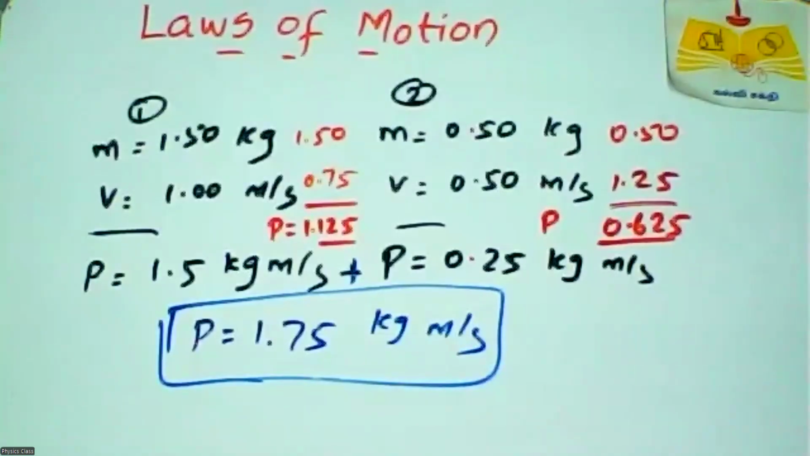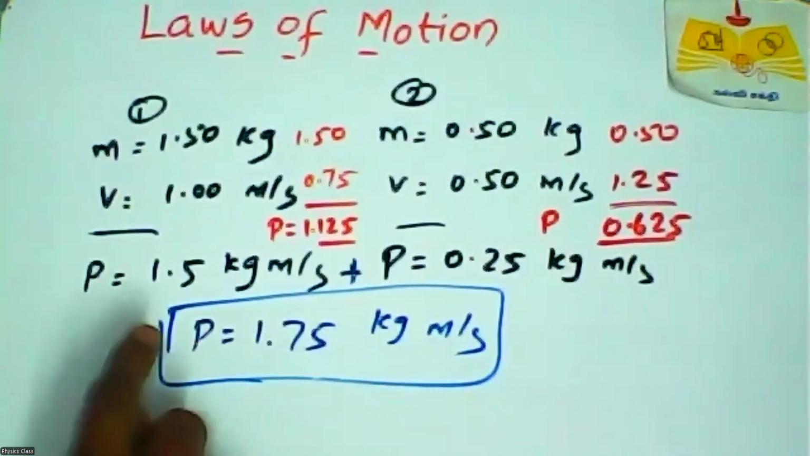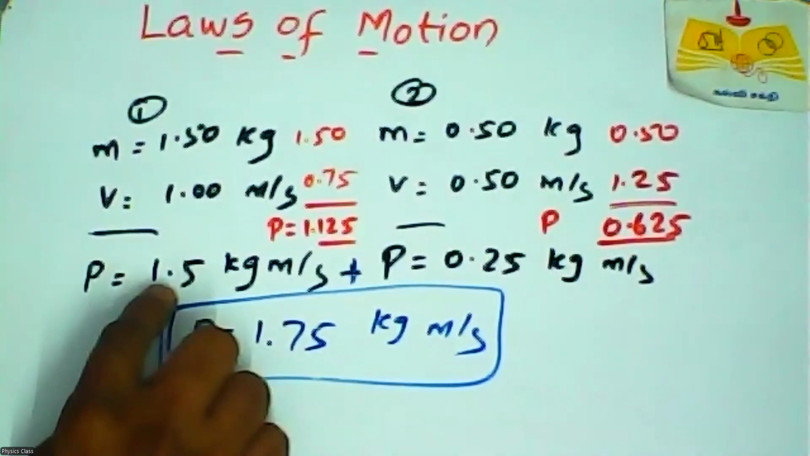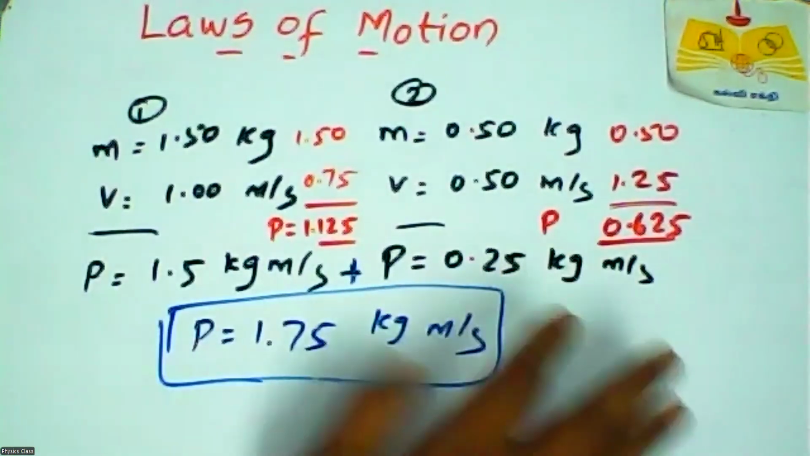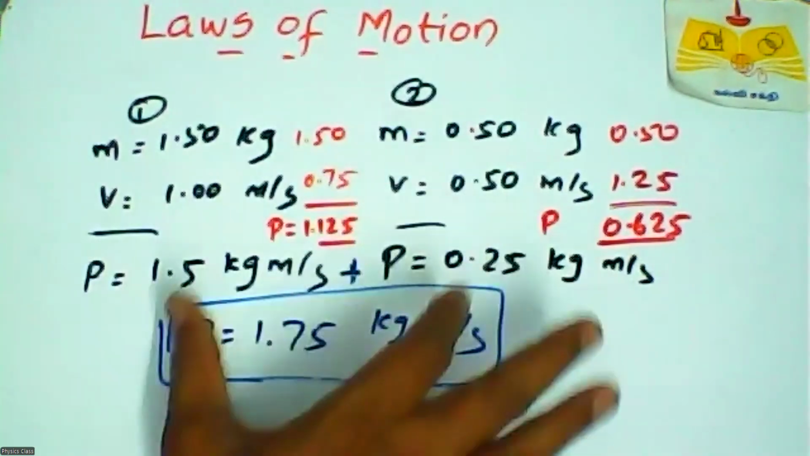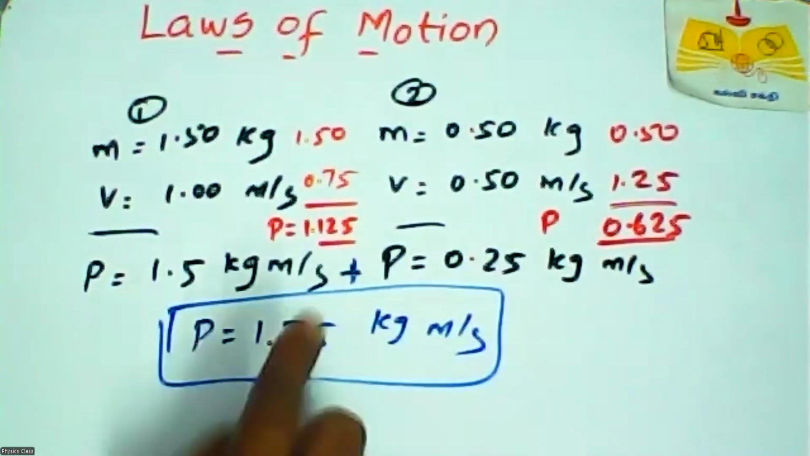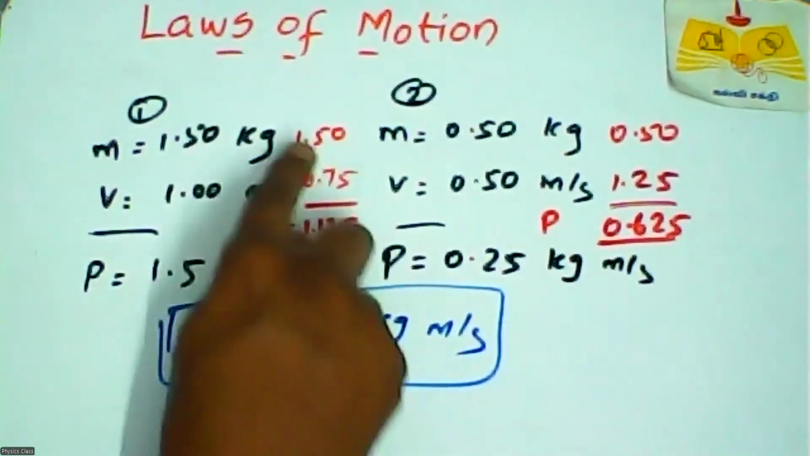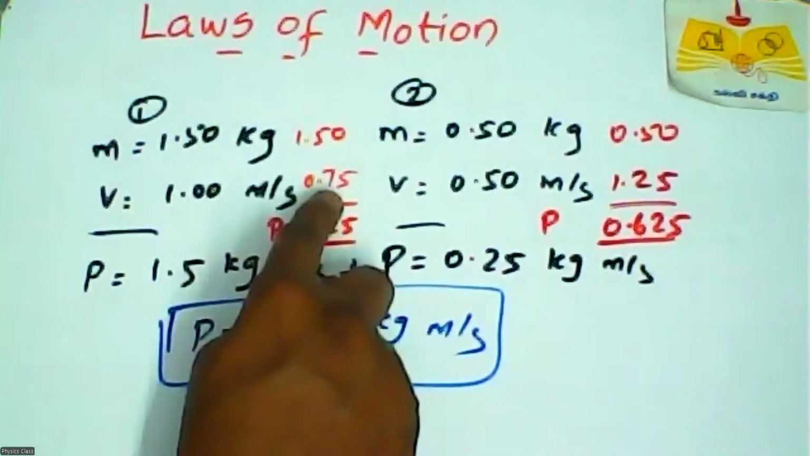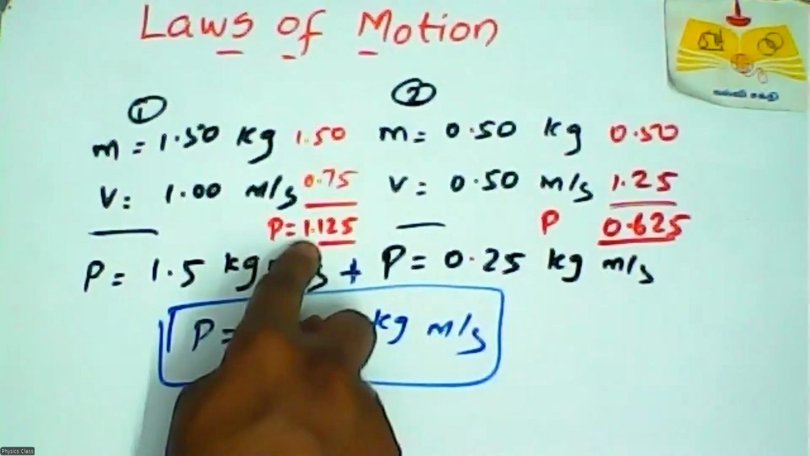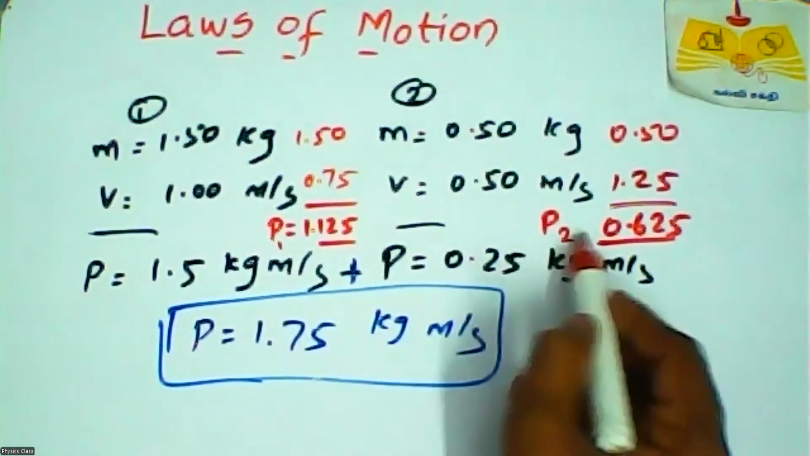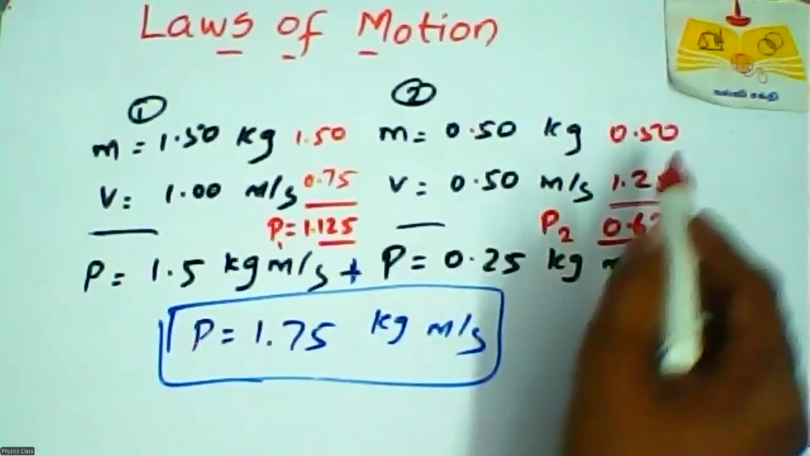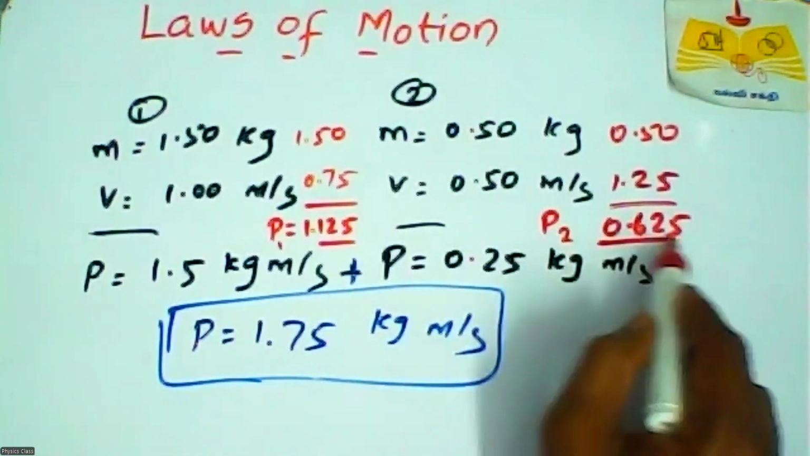So this is the initial momentum, 1.5 kg meter per second, of the first object. This is the initial momentum of the second object, 0.25. Total linear momentum before the collision is 1.75. Now mass is the same, velocity changes, so momentum changes. This is the final momentum of the first object, P1, and this is the final momentum of the second object, P2: 0.50 times 1.25, 0.625.